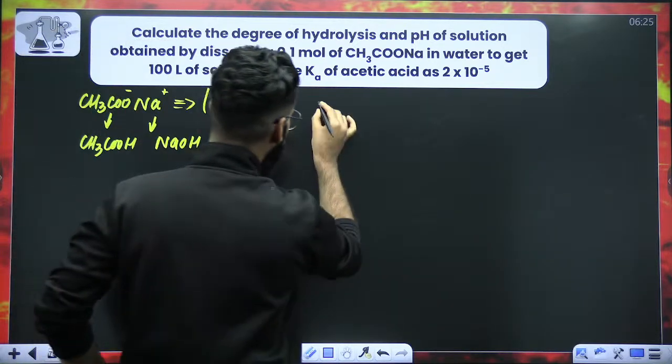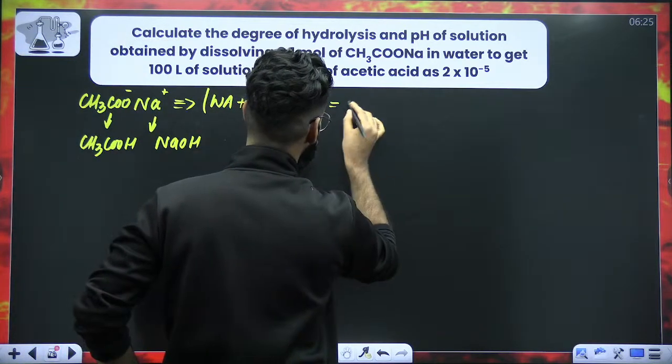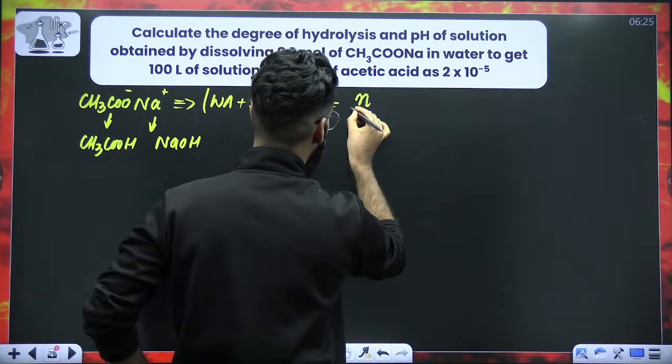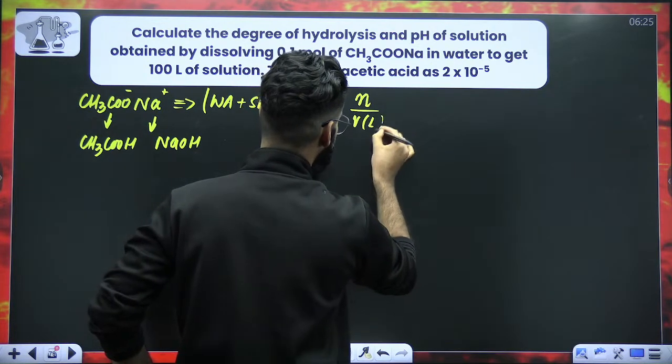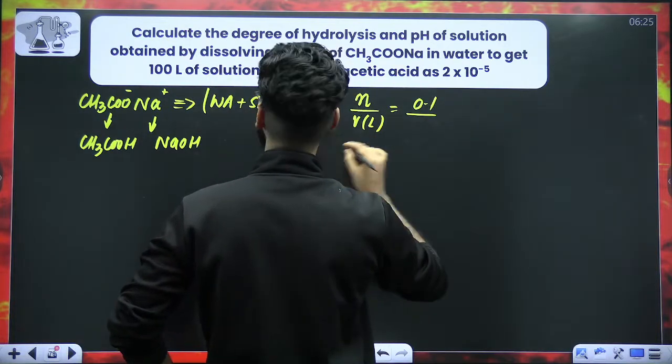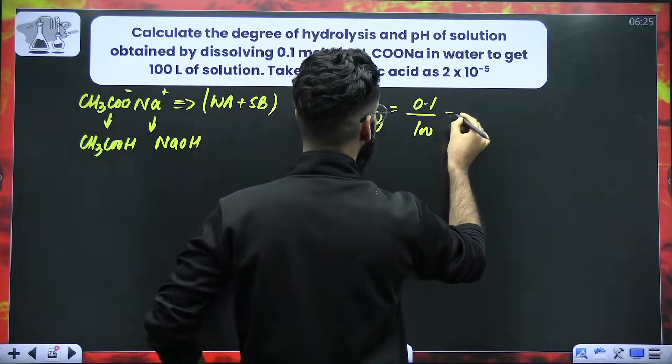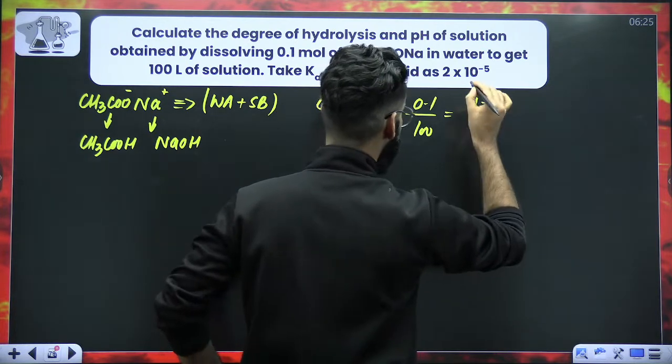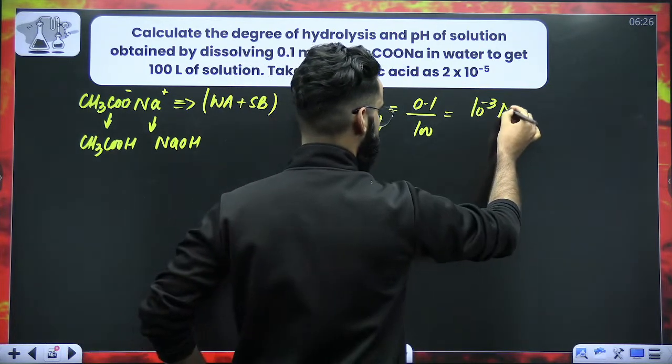Now the concentration of salt is not given to us, but what is concentration? Concentration of salt is equal to number of moles of salt divided by volume of solution in liters. So how many moles of salt do we have? 0.1. What is the volume of the solution in liters? 100. So it's going to be 1 by 1000, that means 10 raised to the power minus 3 molar. This is the concentration of the salt.